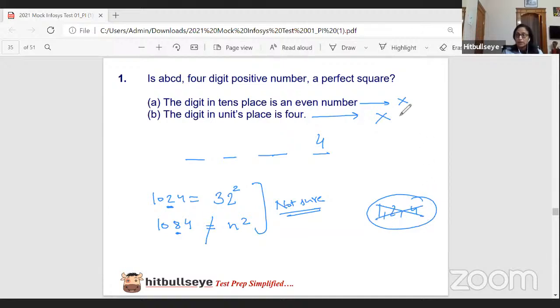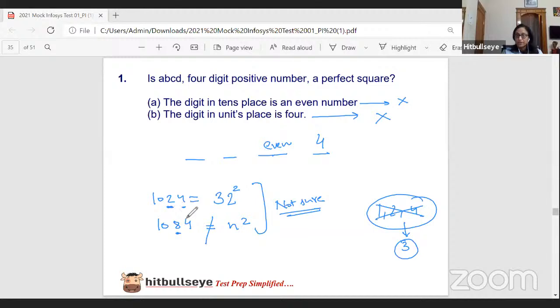Option 4 is marked when both of them would have worked alone, but nothing like that happened. So now I move to option number 3. Option number 3 tells me to combine the two informations. If I combine the two informations, I get that there is an even number here and there is a 4 here. But even then, the same example is working.